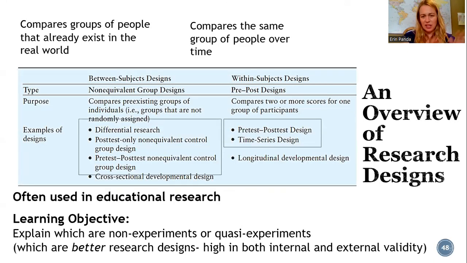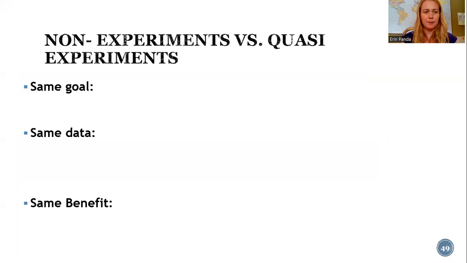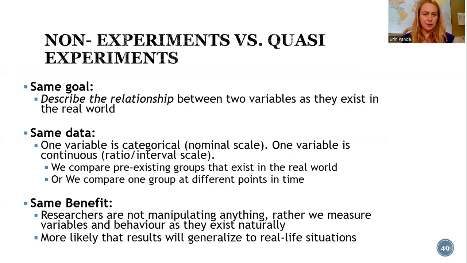So in this video and in the previous video, we've talked about these different designs that are typically used in education or applied research. I hope that it helped clarify some of the differences between them, and that a goal for you then would be to be able to say which are non-experiments, which are quasi-experiments, and why. So to summarize, what are the differences between non-experiments and quasi-experiments? Well, in many ways, they're very similar. They have the same goal, which is to describe the relationship between two variables as they exist in the real world, the relationship between intervention and reading outcomes.